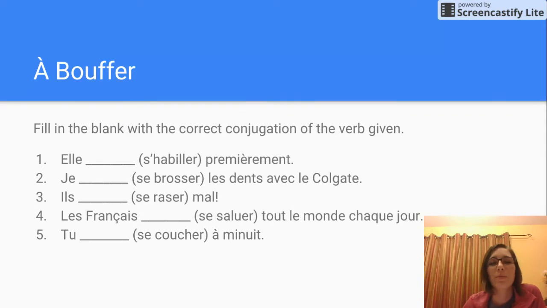Now for your à vous, I have given you the subject pronoun, or the subject, and the reflexive verb. Now you're going to conjugate it according to that subject. Remember your two steps. You need to change your reflexive pronoun and conjugate your verb according to that subject.